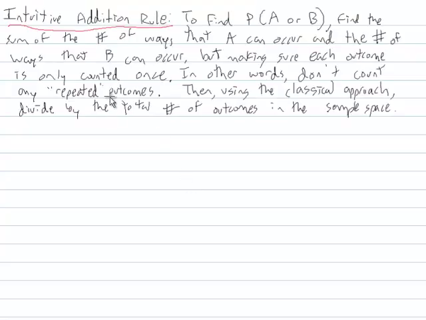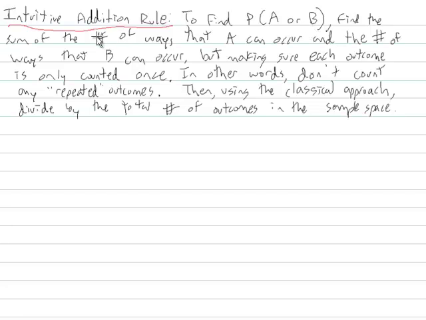Now this example implies the intuitive addition rule, which says that to find the probability of A or B, first we find the sum of the number of ways that A can occur and the number of ways that B can occur, but we make sure we count each outcome exactly once. In other words, don't count any repeated outcomes. And then, using the classical approach, we simply divide by the total number of possible outcomes in the sample space.